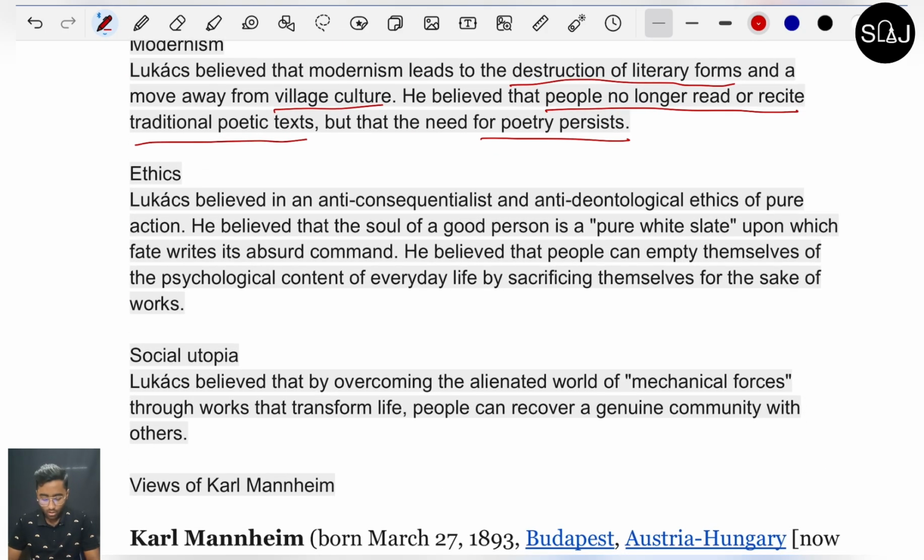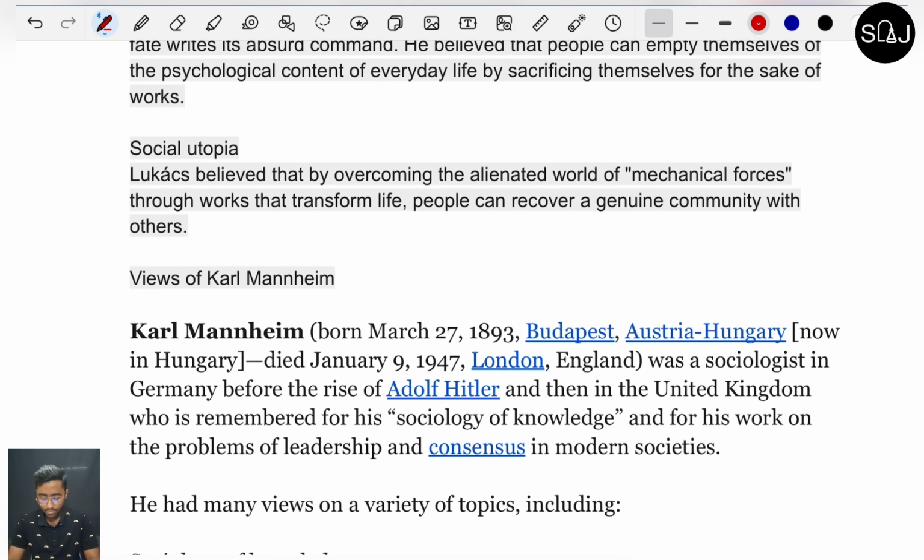Ethics. Lukács believed in a consequentialist and anti-deontological ethics of pure action. He believed that the soul of a good person is a pure white slate upon which fate writes its absurd command. He believed that people can empty themselves of the psychological content of everyday life by sacrificing themselves for the sake of works.